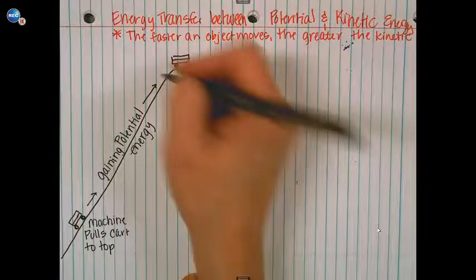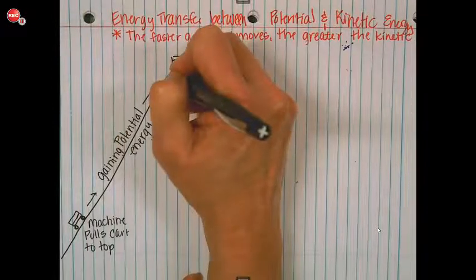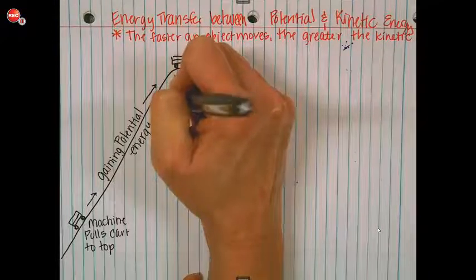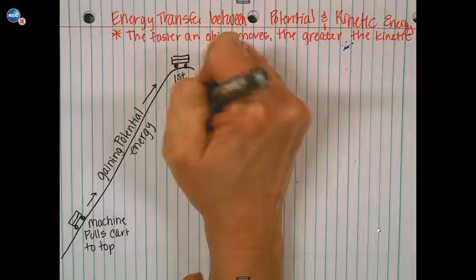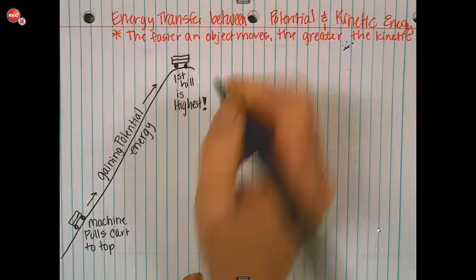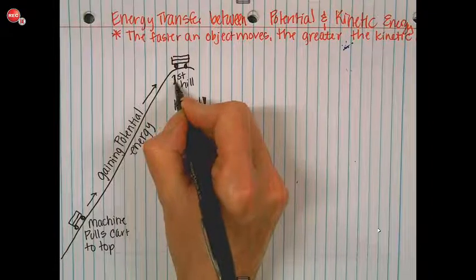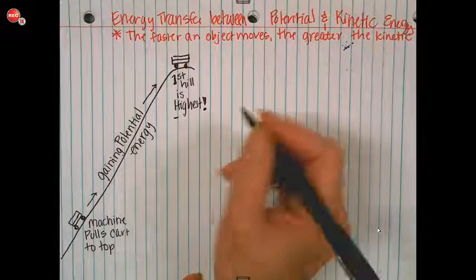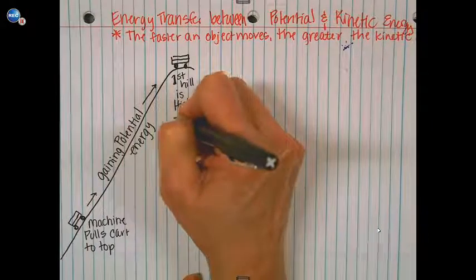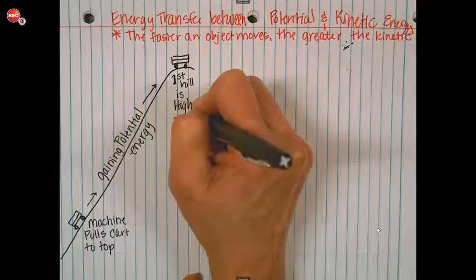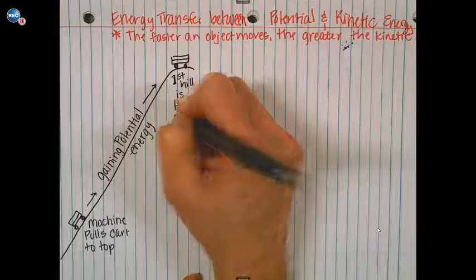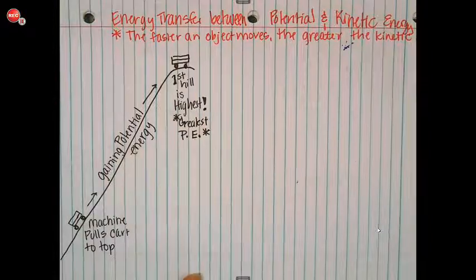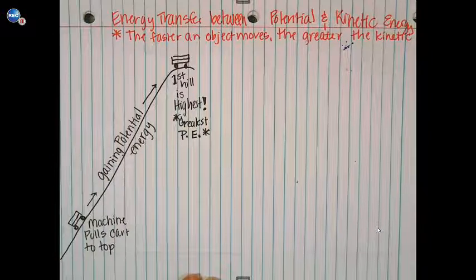So, the highest hill. The very first hill is the highest hill, meaning that at this point, the cart will have its greatest potential energy throughout the whole ride. Okay, it's going to have its greatest potential energy throughout the whole ride.